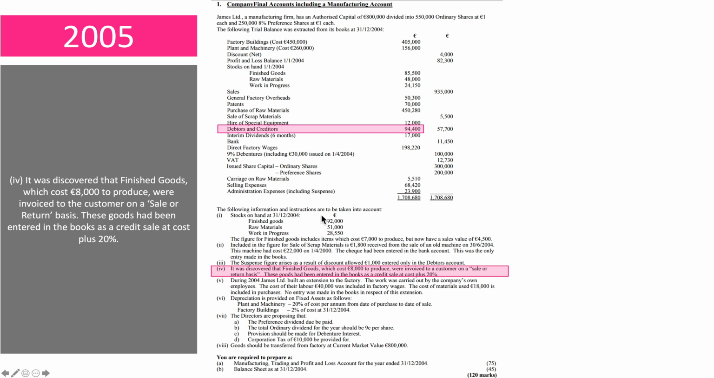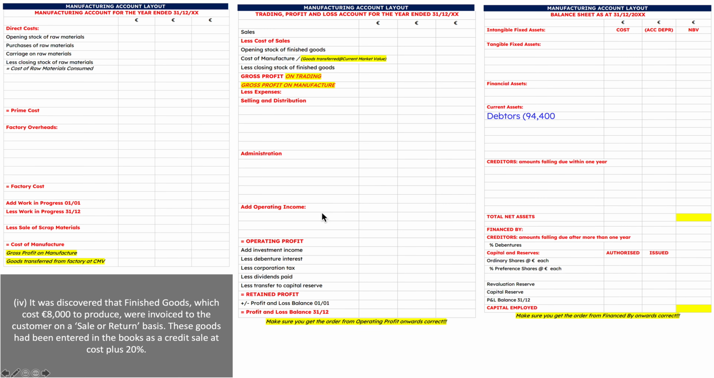Okay, so as you know, sale or return at this stage, you know that it is an agreement between buyer and seller that the buyer doesn't have to pay until they actually sell the goods on. So the seller should not record them as a credit sale, and you can see here the bookkeeper actually did record it as a credit sale.